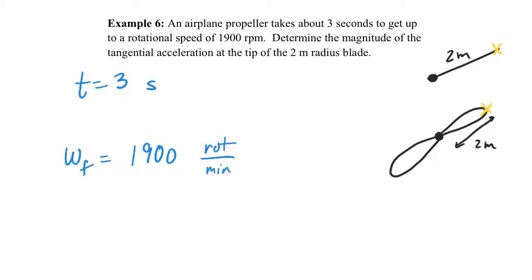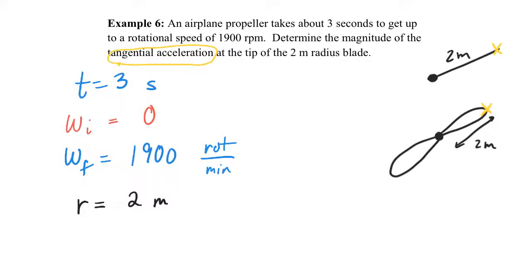Now, what did it start at? What kind of an angular velocity? Yeah, it says to get it up to that speed, so we have to make the assumption that it's 0 to start. It's got to be assumed really here. We finally also know that the length of the propeller is 2 meters. So our goal is to figure out the tangential acceleration.